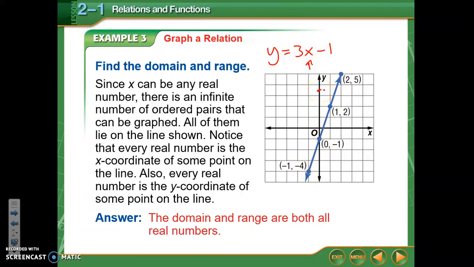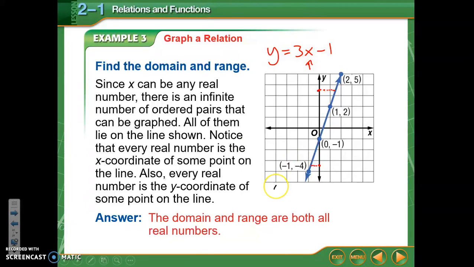So for example, if I'm looking at this y value, the function is defined there. If I'm looking at a y value down here, the function is defined here, and my function goes infinitely up and infinitely down, if you want to think about it that way. So the domain and the range would both be all real numbers.